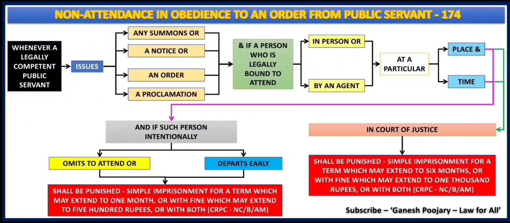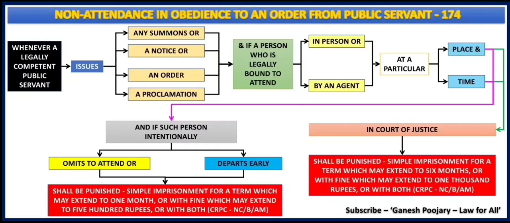It says whenever a legally competent public servant issues any summons or a notice or an order or a proclamation. Now these are the four things that you need to remember. There is a public servant and he is legally competent to issue any of these four. It may be a summons or a notice or an order or a proclamation, and he is issuing such summons or notice or order or proclamation to the person who is legally bound.